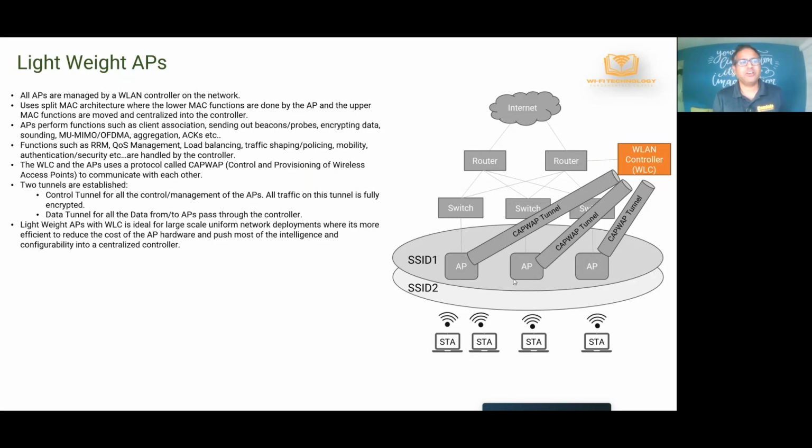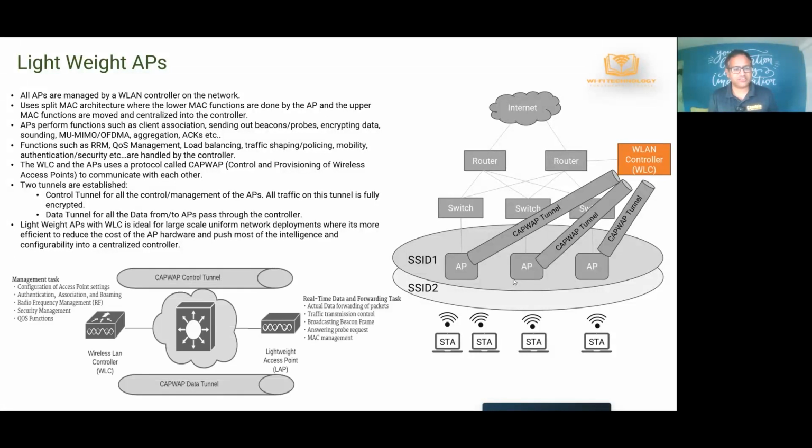Lightweight access points use what we call a split MAC architecture, where there is the lower MAC, which is doing all the lower MAC functions. These are done by the AP: client association, sending out beacons, probes, doing the actual encryption of the data, doing sounding, doing trigger frames, doing block acks, retries. All these things are handled by the access point, which are considered the lower MAC functions, right? Authentication, association, and things like that.